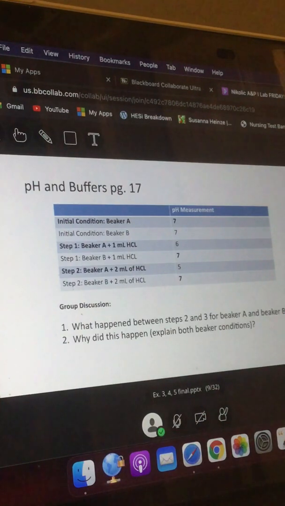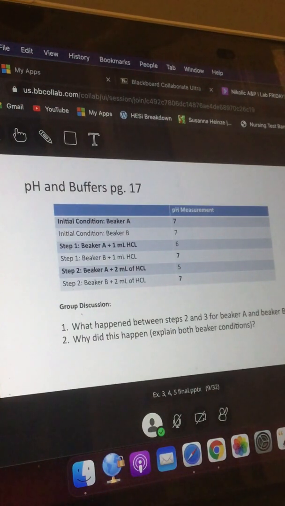Okay, and we talked about this in lab in terms of how do we use that buffer system, right? We're going to donate hydrogen if it's too basic. We're going to take hydrogen out of solution if it's too acidic. That's kind of the basic idea here. So let's run through this experiment very quickly, guys.